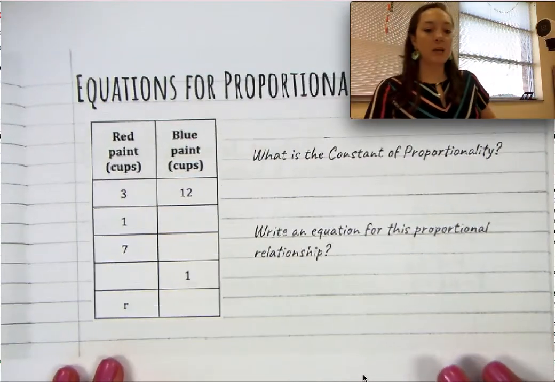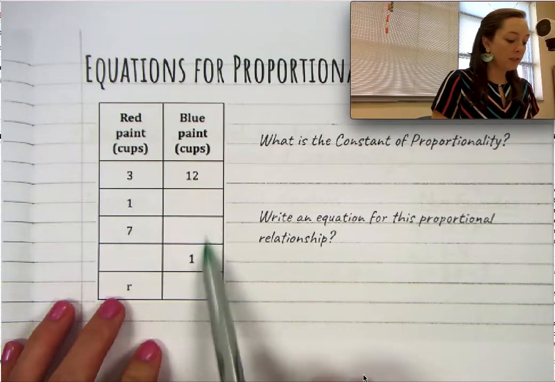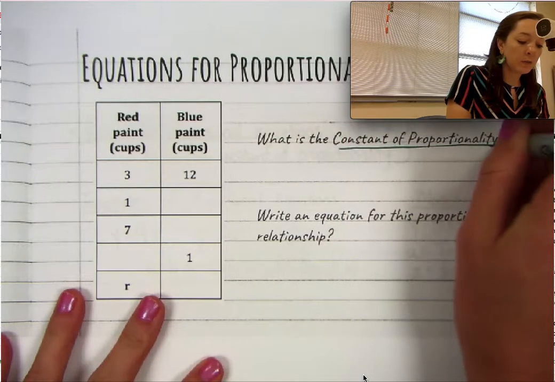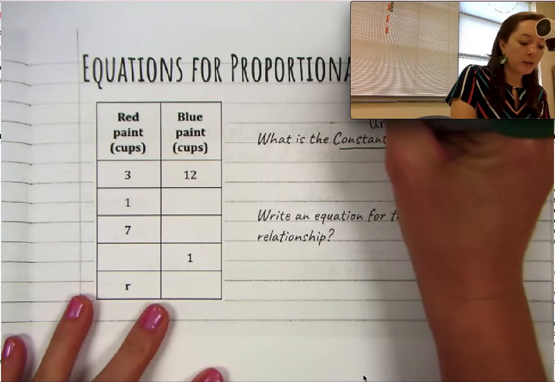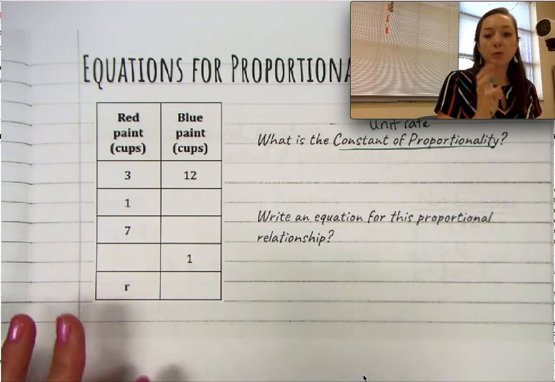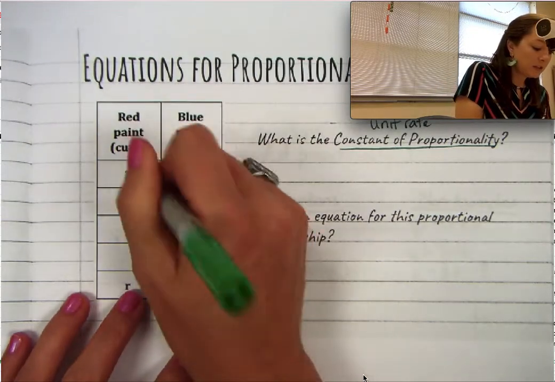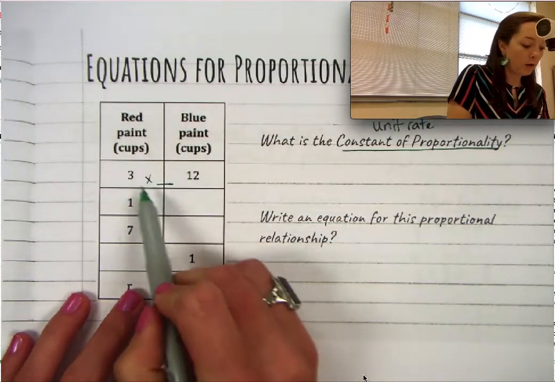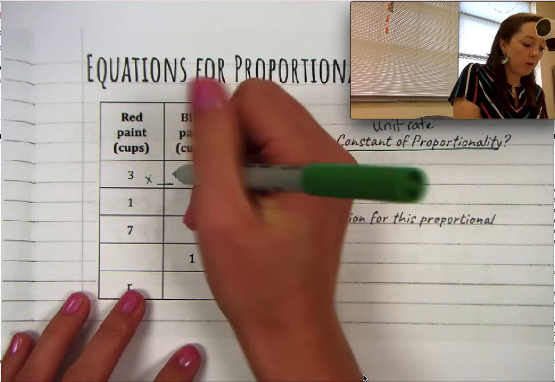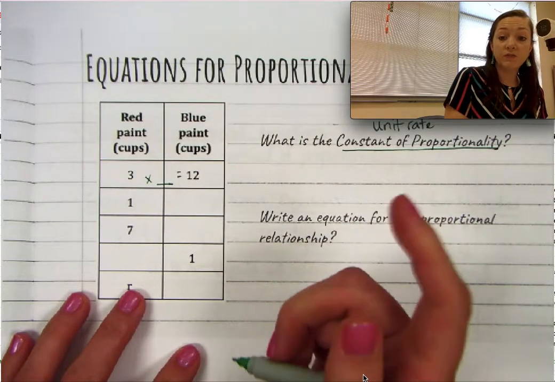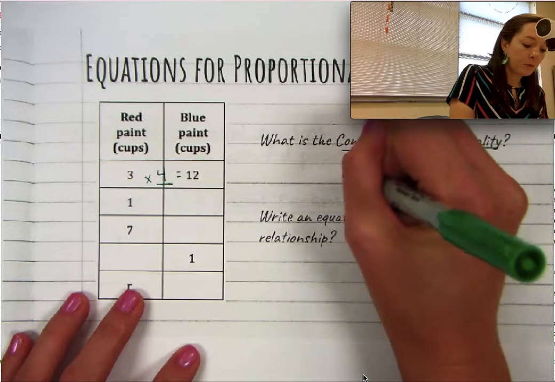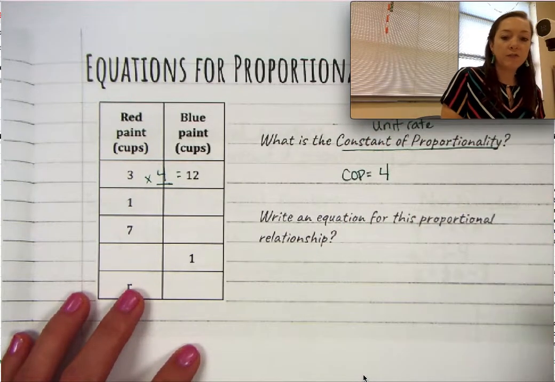So here I have a table, and we're going to complete this table and find the constant of proportionality. Now remember, constant of proportionality is the unit rate for a set of proportional relationships. So let's find that scale factor or that unit rate for the first row. 3 times what number gives us 12? We know that 3 times 4 equals 12. So I know that my COP, or my constant of proportionality, is 4.